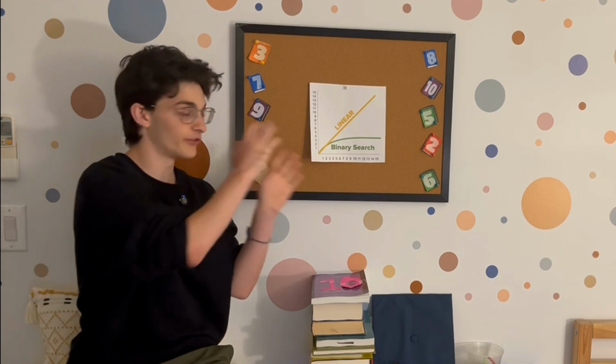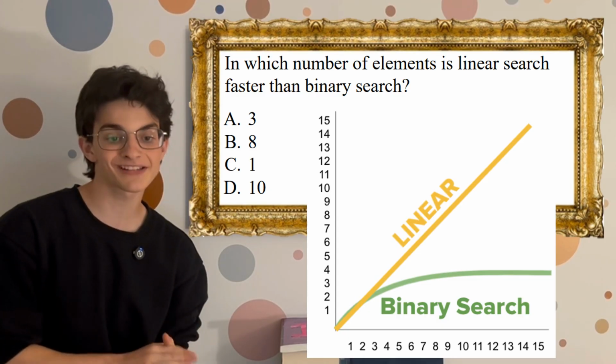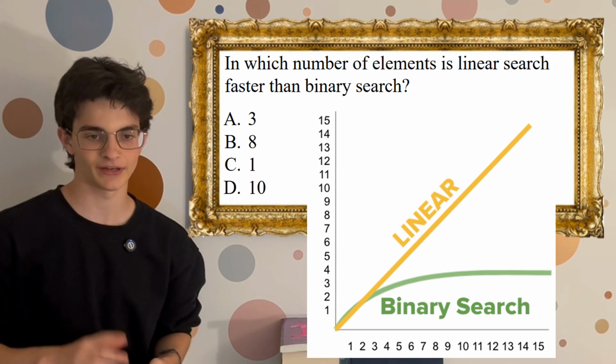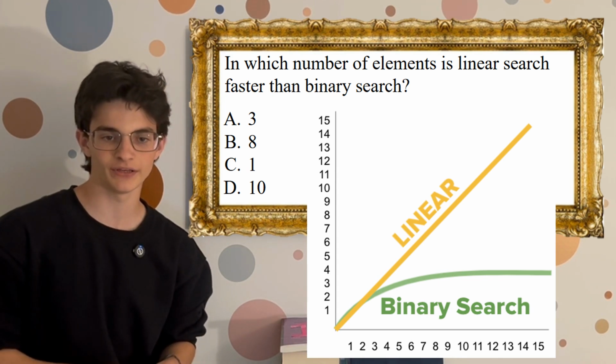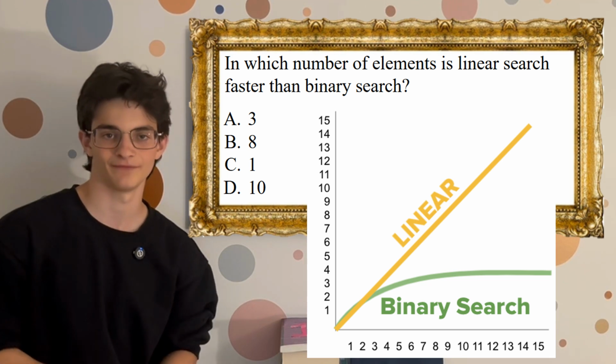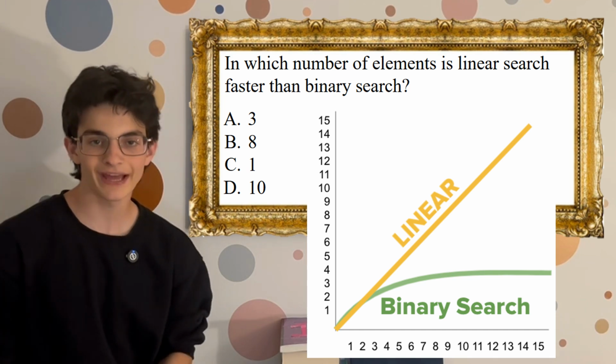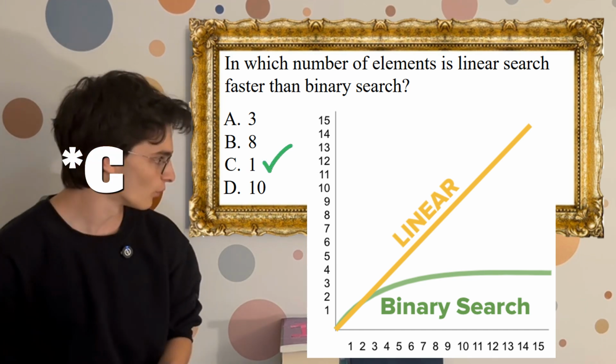Here is a real question that College Board can give you, and let me see if you can get it right. So for this graph right here, in which number of elements is linear search faster than binary search? Is it A, 3, B, 8, C, 1, or D, 10? And if you want to pause, figure it out yourself, now is the time. But the answer is going to be B, number 1.